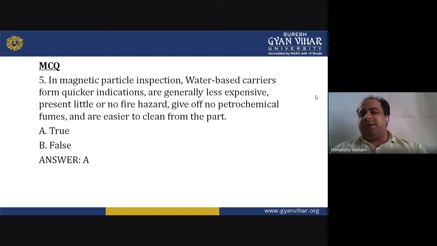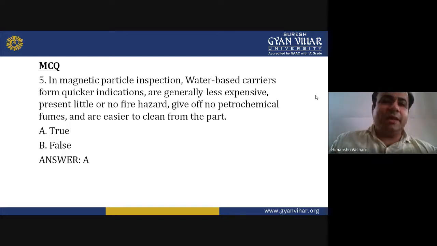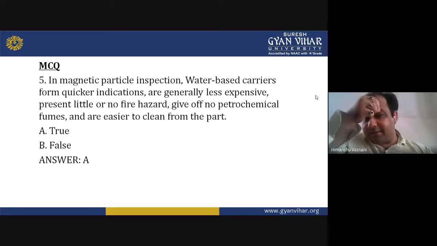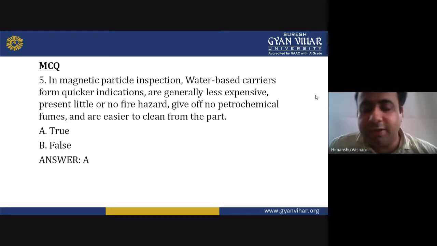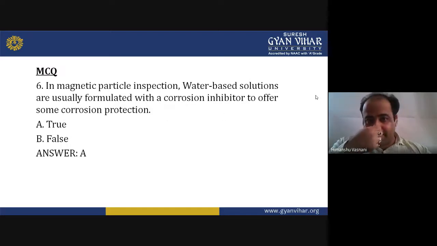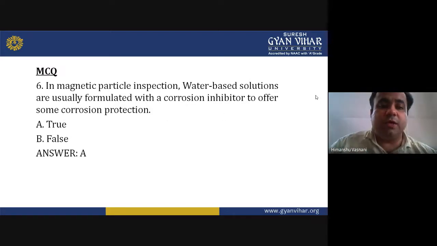In magnetic particle inspection, the water-based carriers are generally less expensive, present little or no fire hazards, give off little or no petrochemical fumes, and are easier to clean from the part. What do you think, true or false? I think it's true. Also, water-based solutions are usually formulated with a corrosion inhibitor to offer some corrosion protection. True or false? It is true in this case.